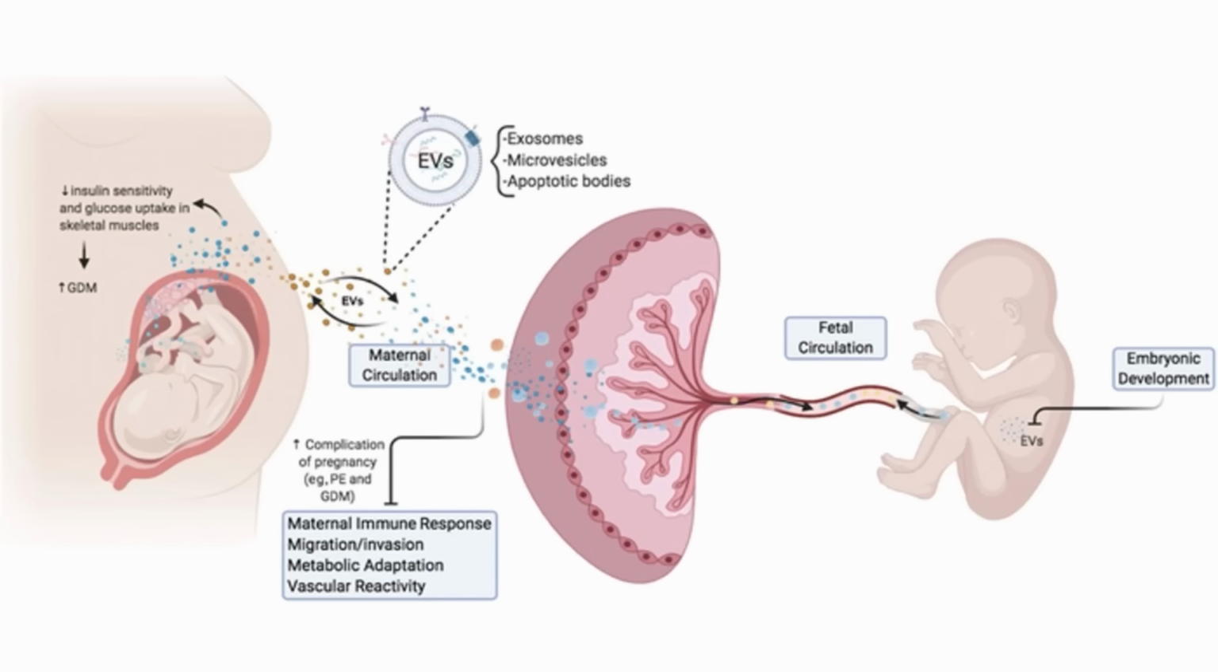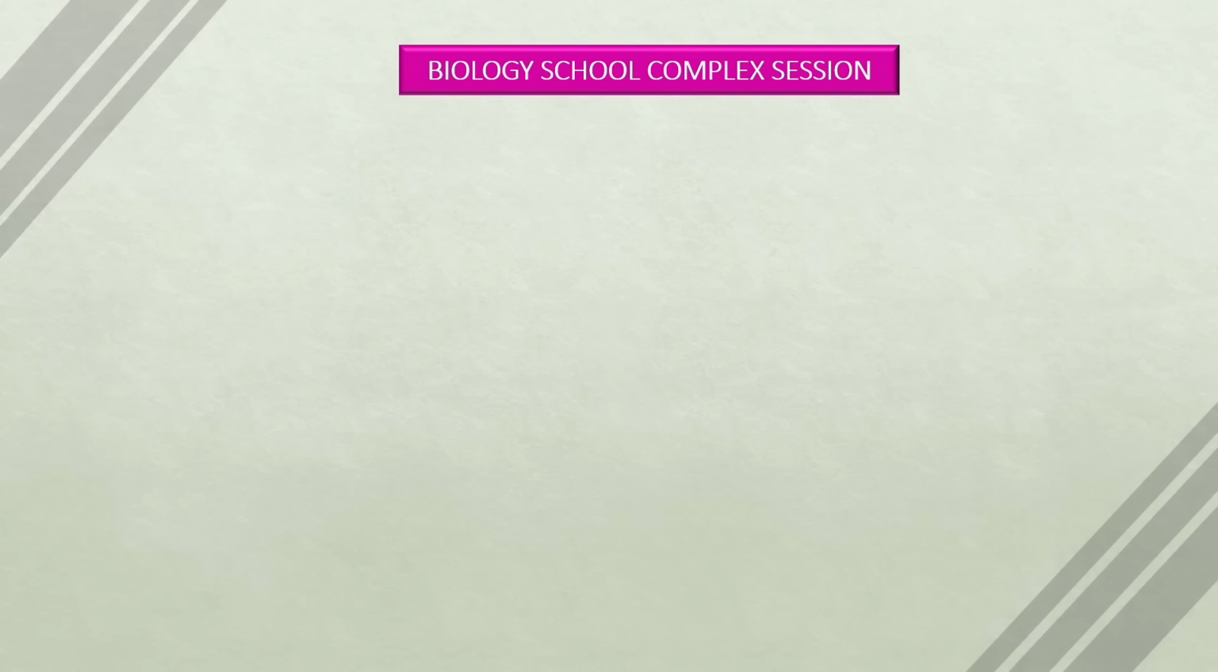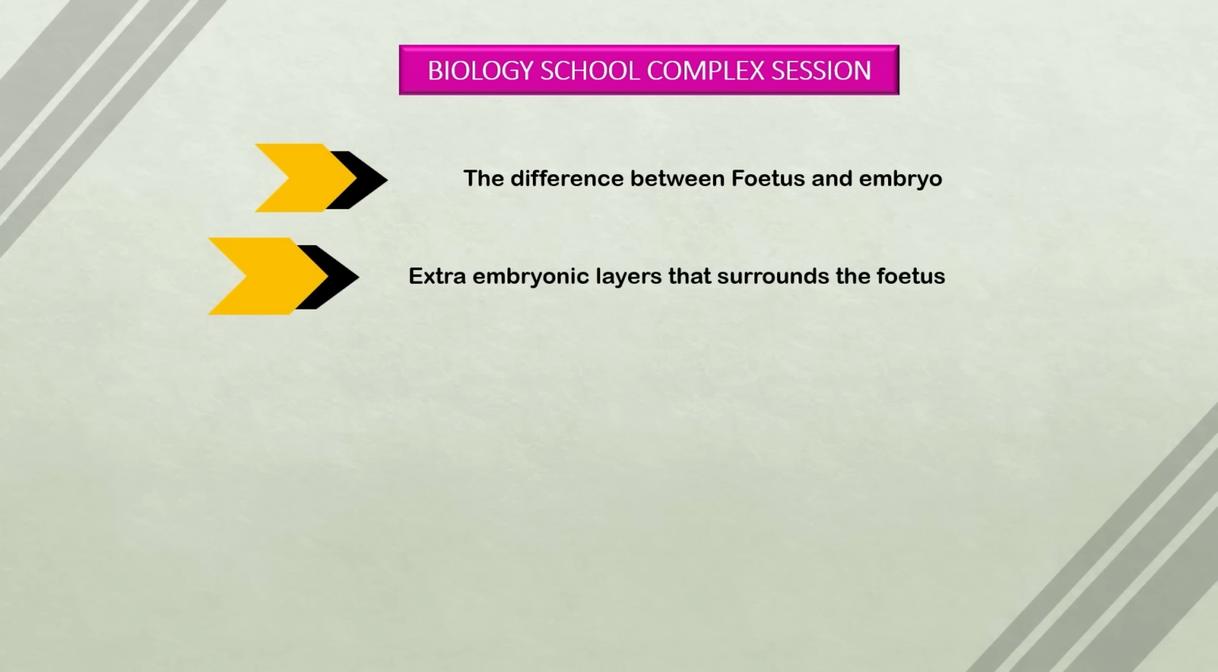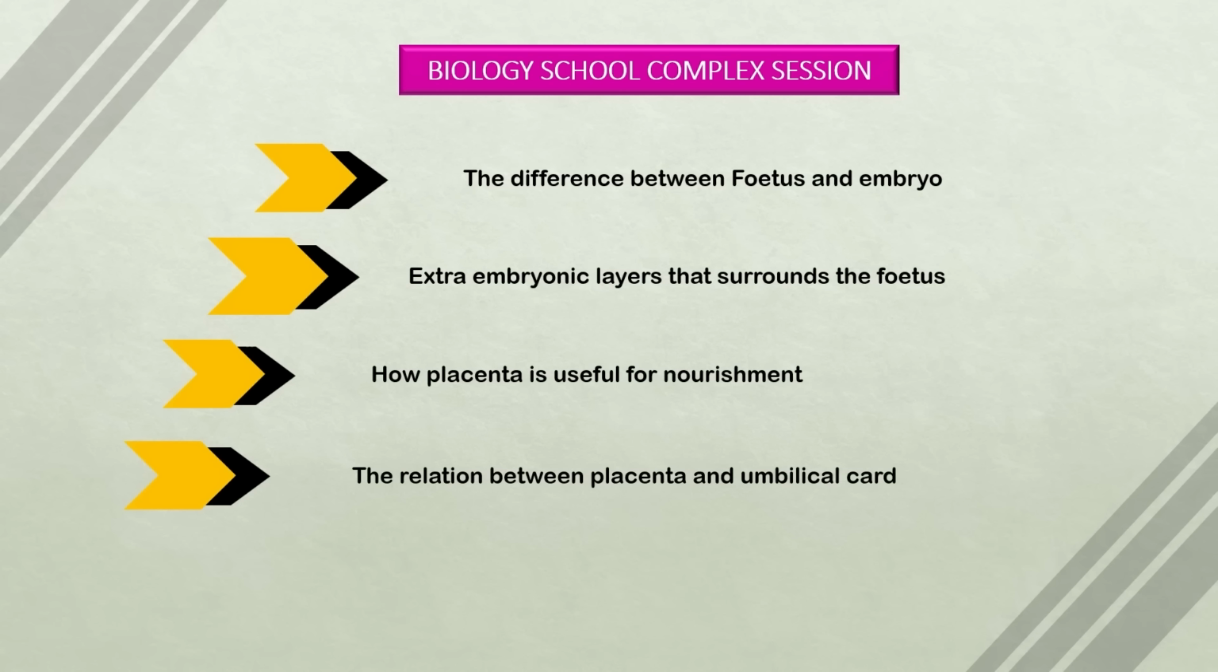To answer these types of questions, everyone must be aware of the topics related to 10th class biology present in the reproduction and heredity chapters. The topics we are going to discuss in this session are: the difference between the fetus and embryo, the extra embryonic layers that surround the fetus, how the placenta is useful for nourishment, the relationship between the placenta and the umbilical cord, and a model lesson plan related to Mendel's laws.